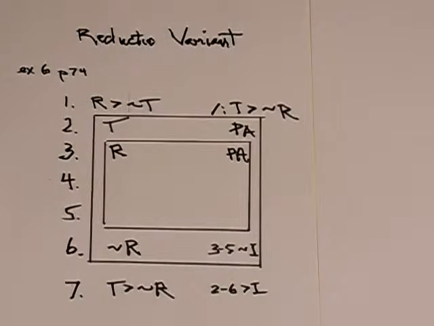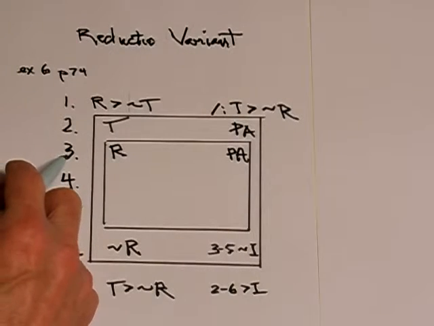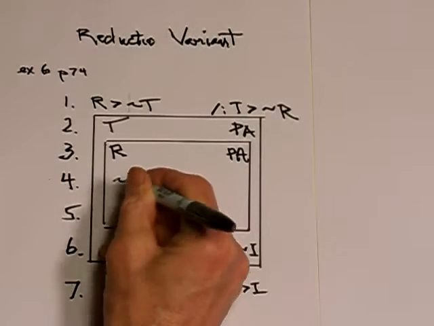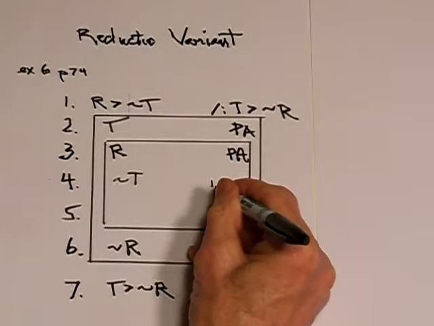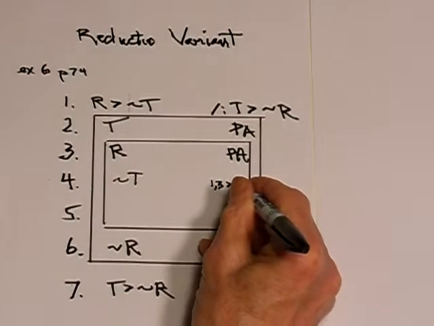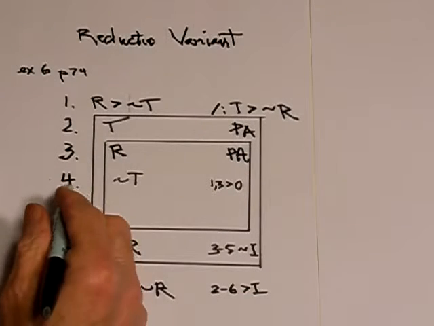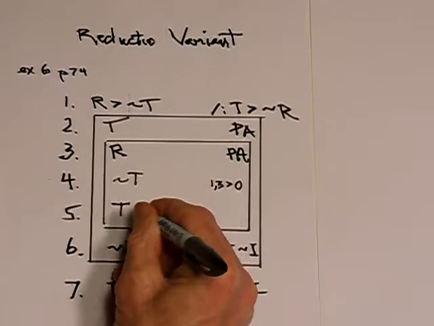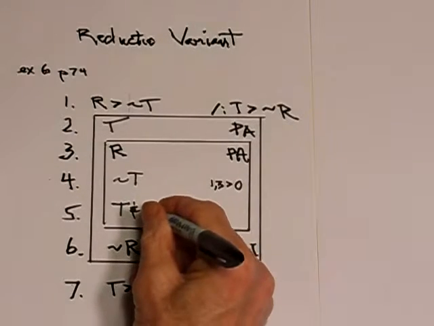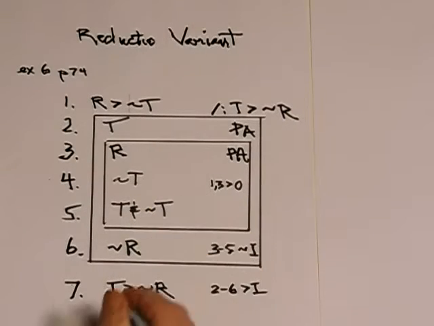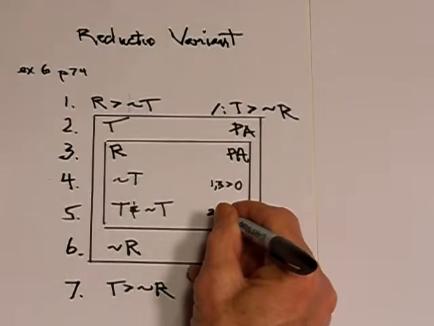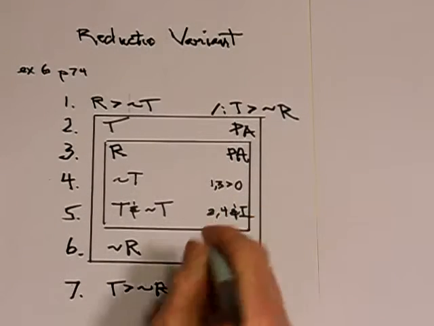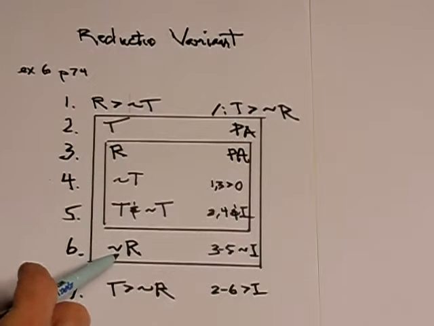contradiction. Take a look. Line 1 and line 3 together give us not T. 1, 3, arrow out. And that line 4, together with line 2, quickly give us a standard form contradiction. T and not T from 2, 4, and in. And that contradiction completes the reductio.